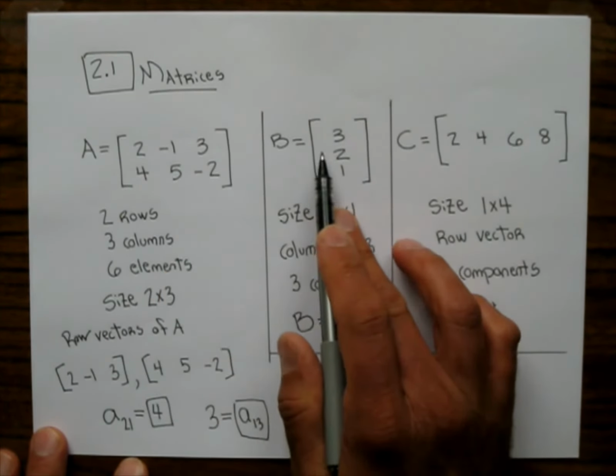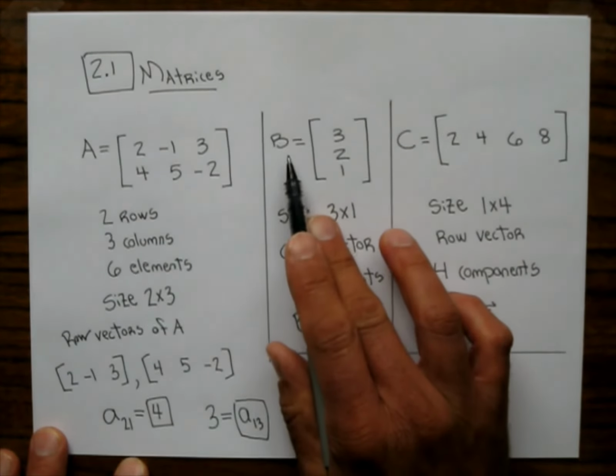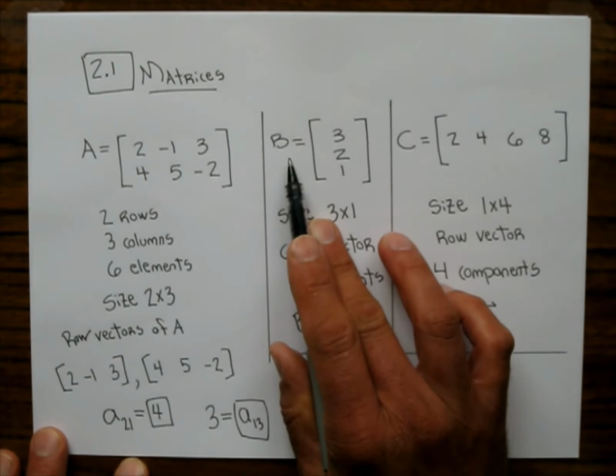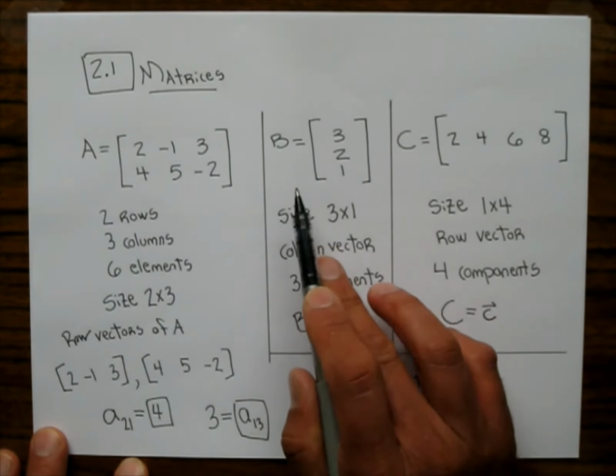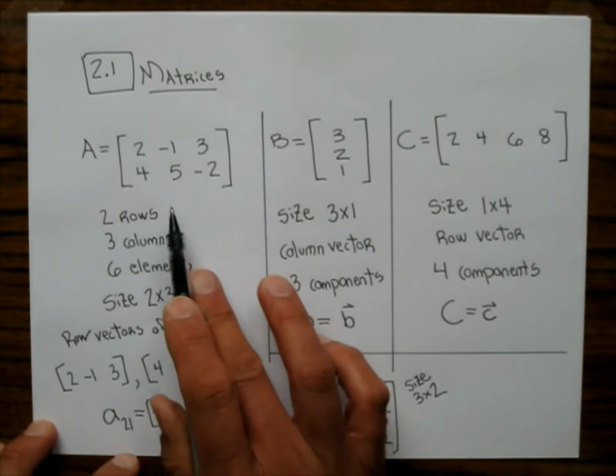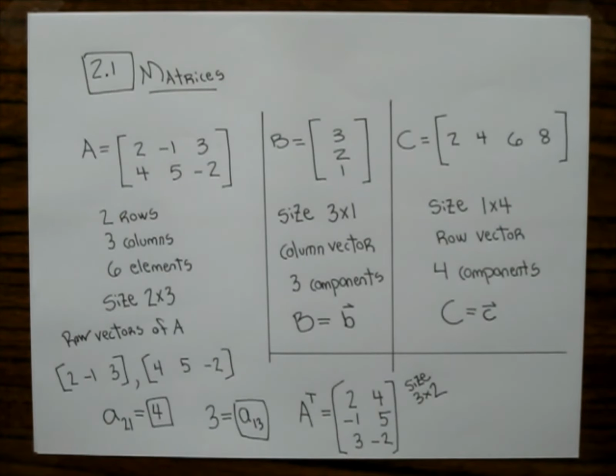So that is the transpose of that matrix. Now we could ask for the transpose of these ones as well. The transpose of this matrix here would just be a row vector that says 3, 2, 1. But we just wanted to use this one here.